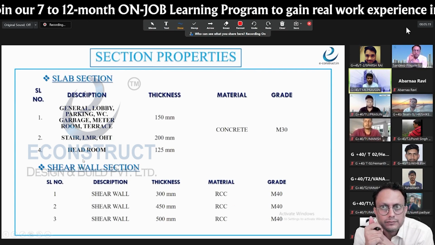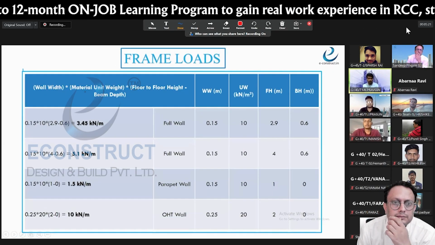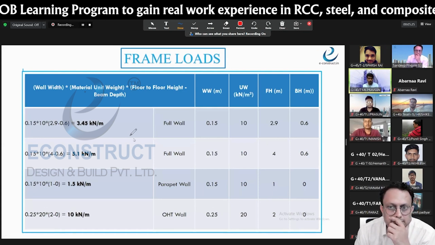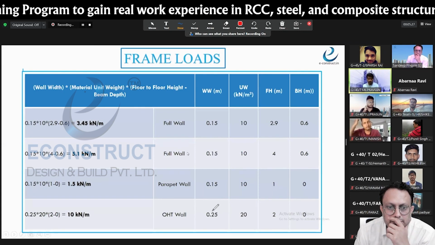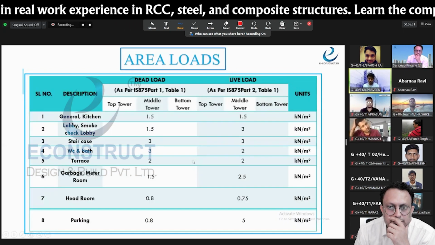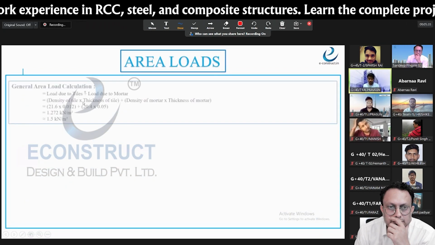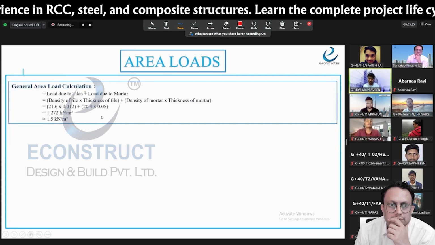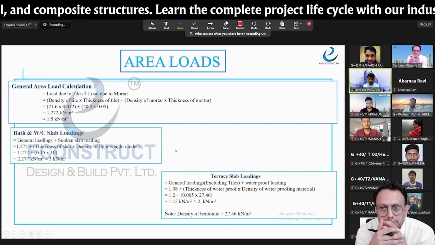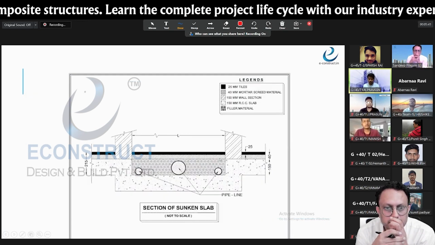Then these are the frame loads. These are the area loads that we have come across. Then these are the calculations, the common calculations of the area loads. This is section view of the central slab.